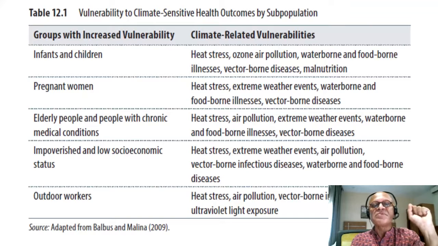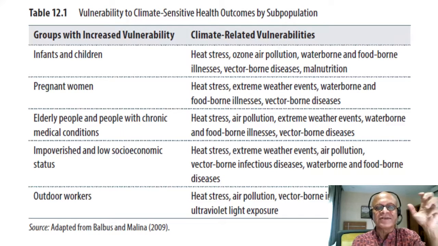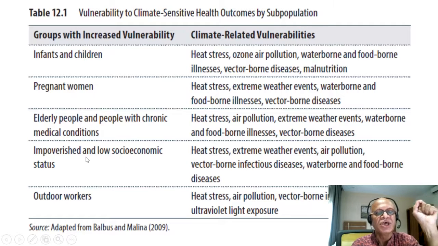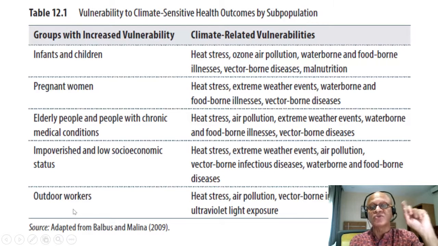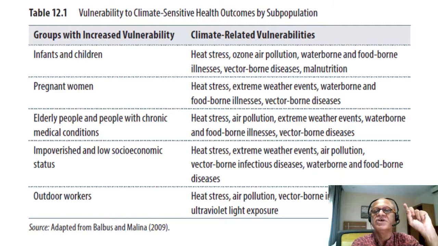So, vulnerability to climate sensitive health outcomes by subpopulations. Even within the population you have to have resolved the scales to map vulnerability properly. Groups with increased vulnerability include infants and children, pregnant women, elderly people and people with chronic medical conditions, impoverished and low socioeconomic status, and outdoor workers who are always exposed to the weather elements, right, and extremes.